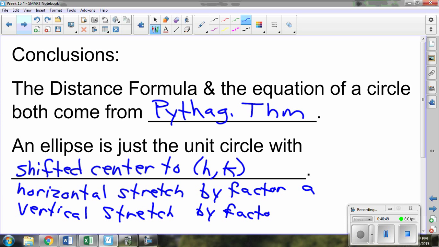That's all an ellipse is. You take the unit circle and shift it to a different center. Stretch it out horizontally, stretch it out vertically, however much those stretches are, that gives you what you would need to create the ellipse.